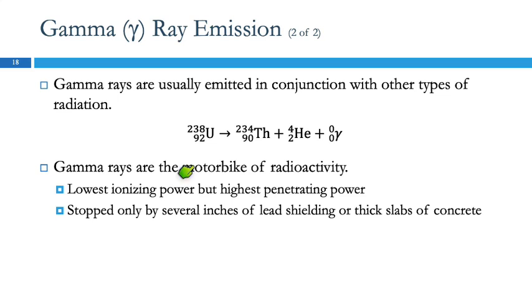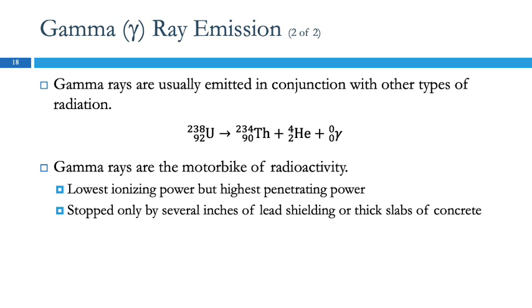So gamma rays are like the motorcycles of radioactivity. So they have the lowest ionizing power. When they crash into things, they do the least damage. But they can get through stuff. So, traffic jam, there's a guy on his motorcycle, and they can drive between stopped cars, right? It's actually legal. You can do that. You're not supposed to go through slowly moving cars, but if everything is stopped, you can do that. So these things are hard to stop. It takes several inches of lead shielding or thick slabs of concrete.